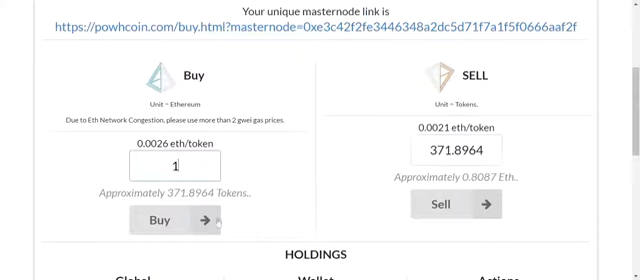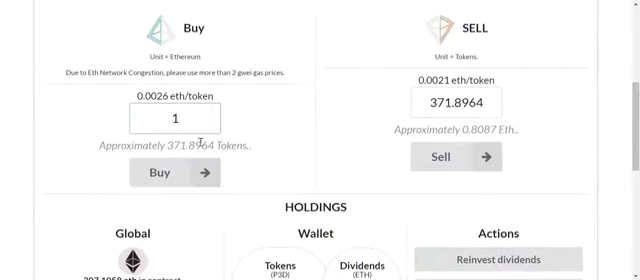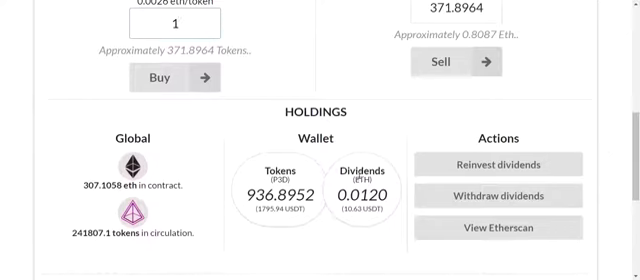This is because there's a tax for buying and a tax for selling. The tax is 10% for a buy and 10% to sell. The 10% is divided up among everyone who holds tokens and paid as dividends. So for every trade, every buy and every sell, there's a 10% tax for anyone who's holding tokens. Therefore, over here it says there's 301 ETH in the contract, and these are how many tokens are related to that ETH.